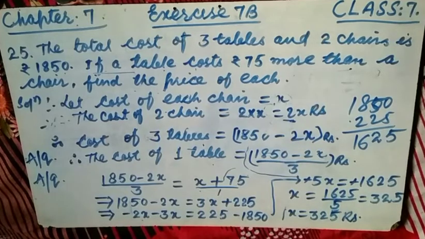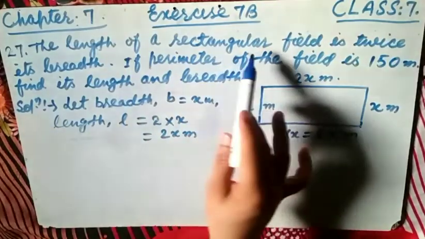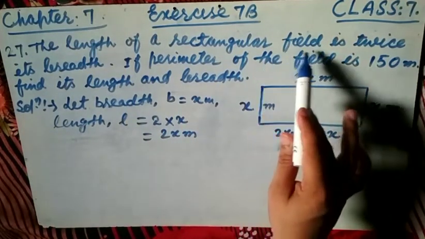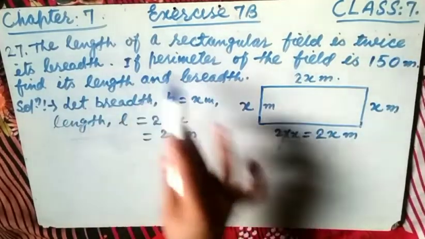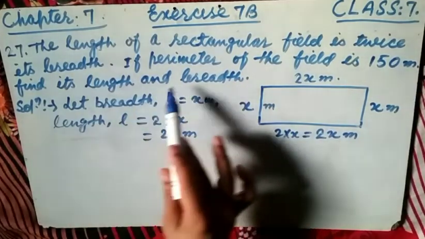Okay, you will do. Now see friends, question number 21 says, the length of a rectangular field is twice its breadth. If the perimeter of the field is 150 meters, find its length and the breadth.